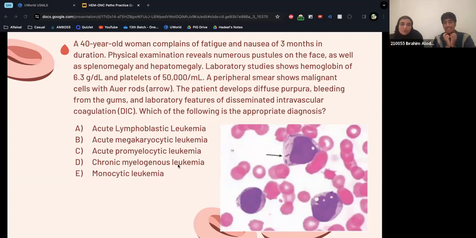Okay, a 40-year-old woman complains of fatigue and nausea of 3 months in duration. Physical exam reveals numerous pustules on the face as well as splenomegaly and hepatomegaly. Lab shows hemoglobin of 6.3, platelets of 50,000. Peripheral smear shows malignant cells with Auer rods. The patient develops diffuse purpura, bleeding from the gums, and lab features of disseminated intravascular coagulation, DIC. Which of the following is the most appropriate diagnosis?